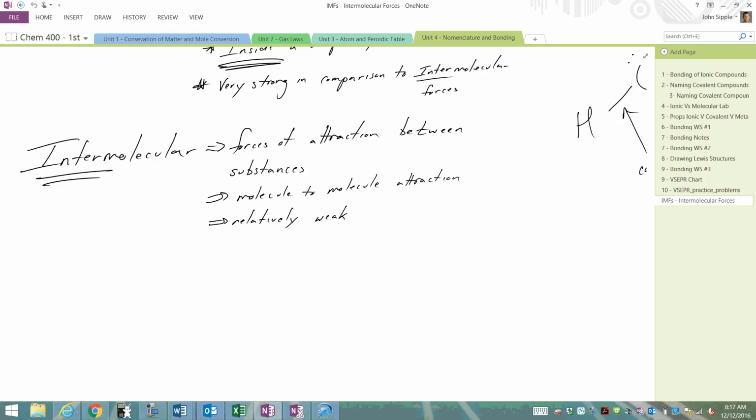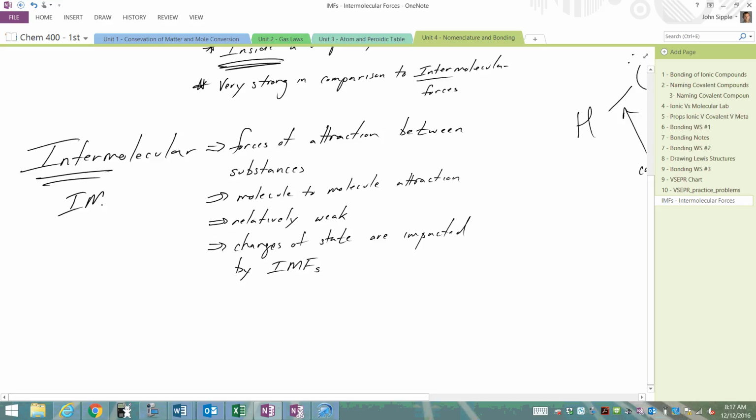So, right. But ultimately, the deal here is intermolecular forces are what break when you overcome, when you boil something from liquid to a gas. That's what's being overcome, okay? So, changes of state are impacted by, I can abbreviate this as IMF, IMFs. You'll see that abbreviated. Intermolecular forces, okay, IMFs.